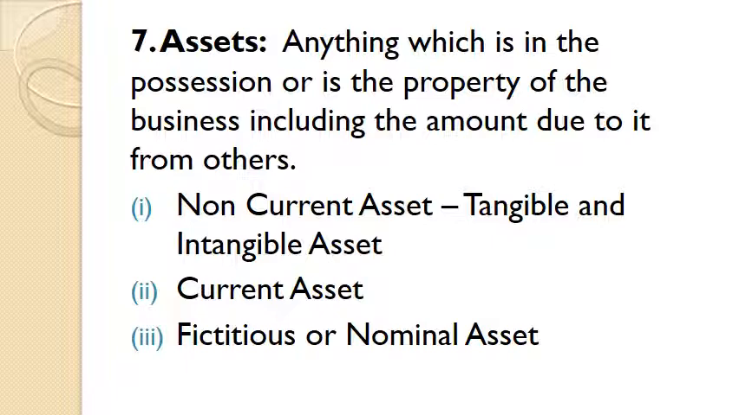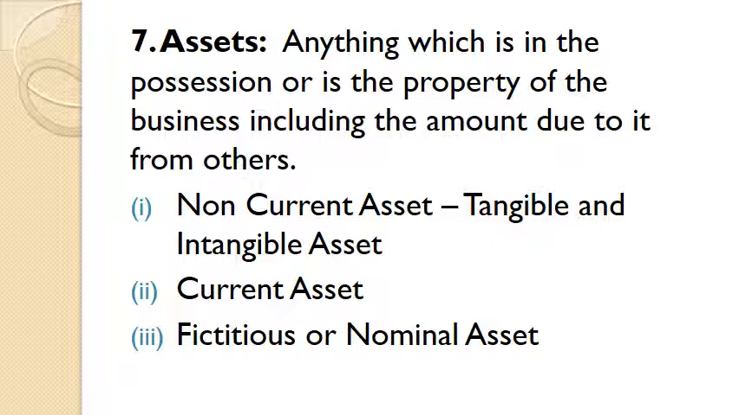So, non-current assets refer to those assets which are held for continued use in the business for the purpose of producing goods or services and are not meant for sale, just like land and building, plant and machinery. These are also called fixed assets. These are classified into two categories: tangible and intangible assets.